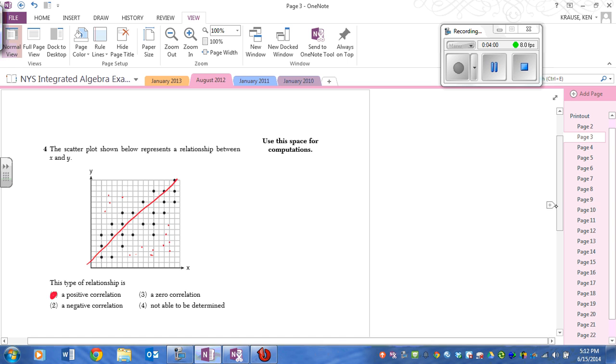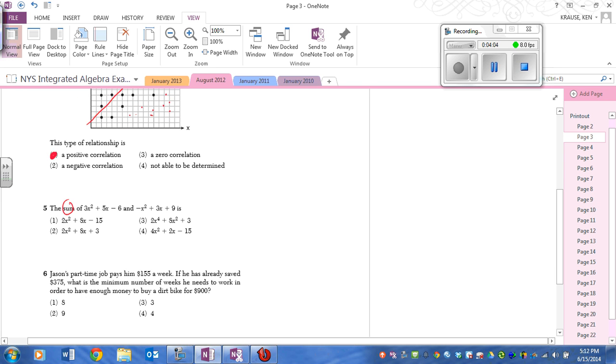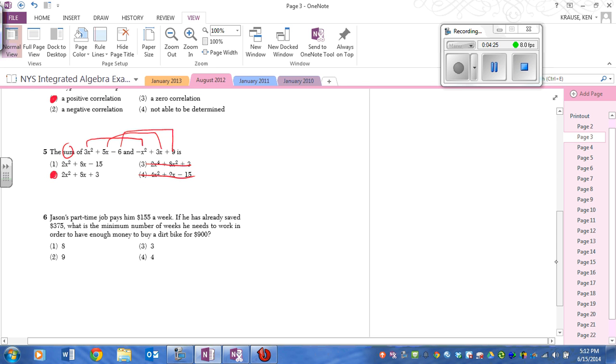Okay, that one's easy. Sum, obviously, means addition. So I'm going to add these two together. That gives me 2x squared. So these two can't be right. Remember, we don't change the exponents when we add. Now I'm going to add 5x and 3x. That's 8x. Obviously, that's pretty easy. And then minus 6 and 9 is positive 3. That's pretty simple. All right, here we go. And I can check that.